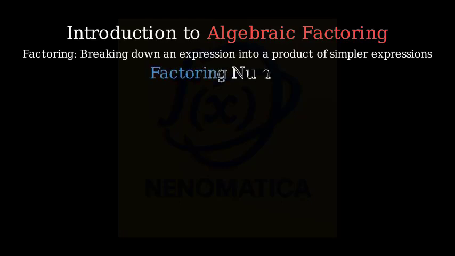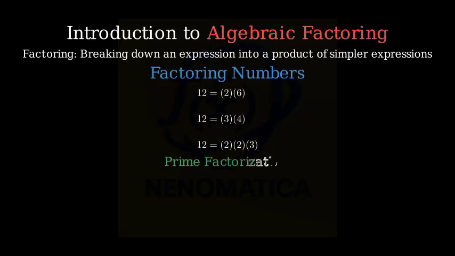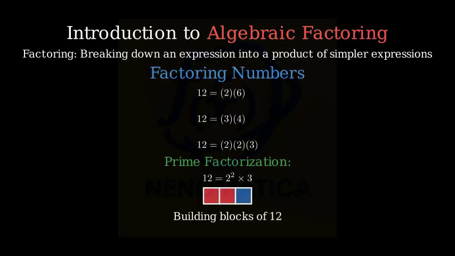We usually do this with numbers all the time. For example, the number 12 can be factored in several ways. 12 equals 2 times 6 or 3 times 4 or 2 times 2 times 3. One common approach to factoring numbers is to express them as a product of prime factors. For 12, this would be 2 squared times 3. When we factorize a number, we're essentially breaking it down into its building blocks.